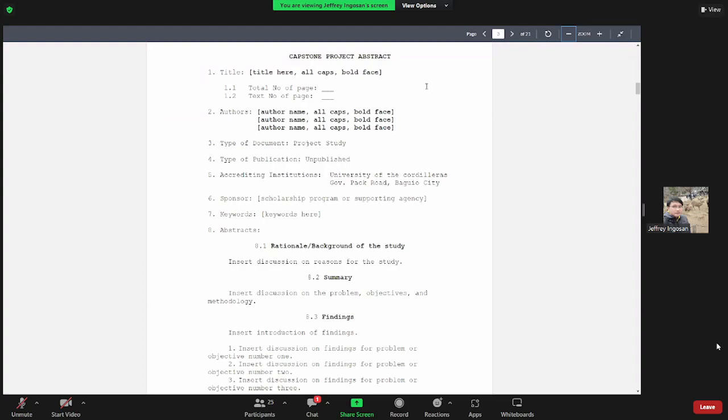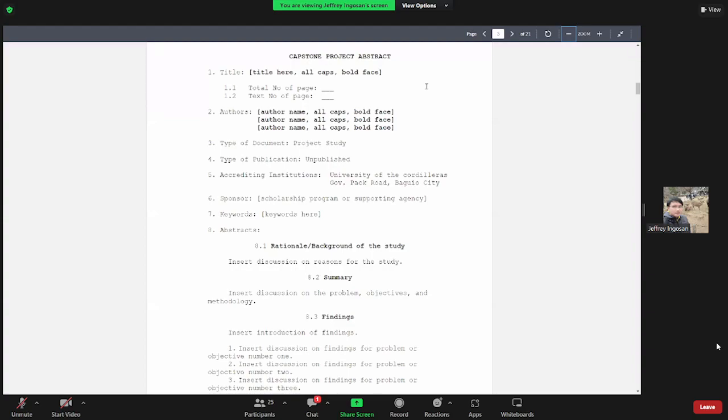And then the sponsor, this is for scholars. If you are a scholar, you type there the agency that provided your scholarship. If you are not a scholar, you remove number 6. So number 6 will only be for scholars. So whether you are a scholar of CHED, or you're a scholar of the UST, or you are a scholar of your school, you write there the name of the one who provided or supported you. But if you are not a scholar, you remove number 6. So number 7 will become number 6, number 8 will become number 7. So 8.1 will become 7.1 for non-scholars.